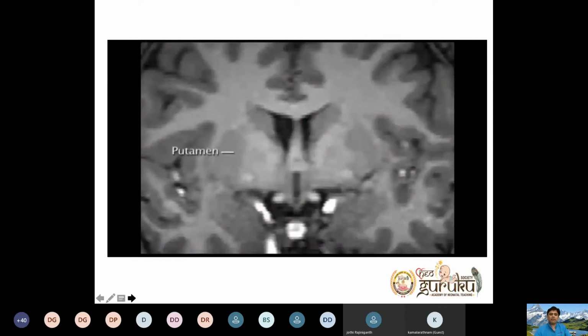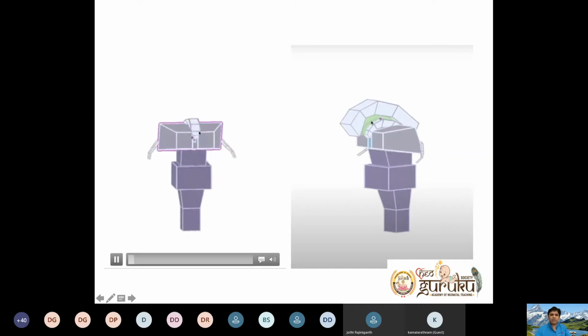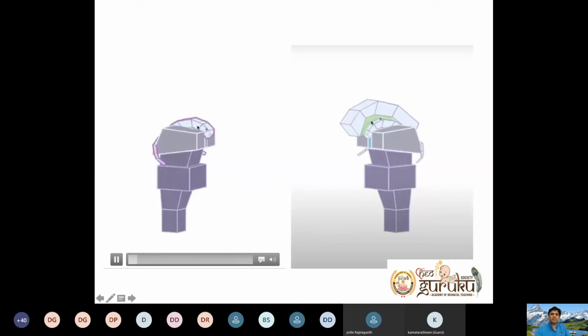So we'll move on to the next. For your imagination, you can imagine this is the brainstem. Then these two are the thalamus. Can you see the thalamus? And above the thalamus, you have fornix.